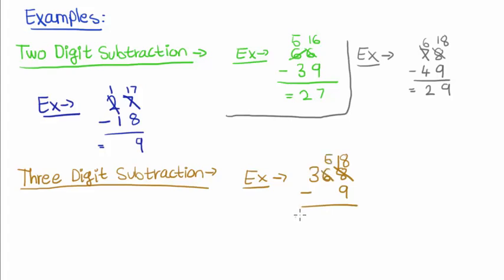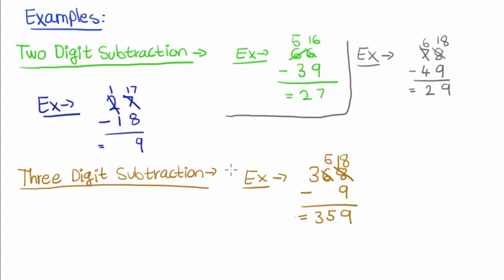Now I can continue normally. 18 minus 9 will give me 9. 5 minus nothing over here, which is the same thing as saying a 0, will give me a 5. And I can carry down the 3 right below because it's the same thing as saying 0 right below the 3. So my answer is 359.